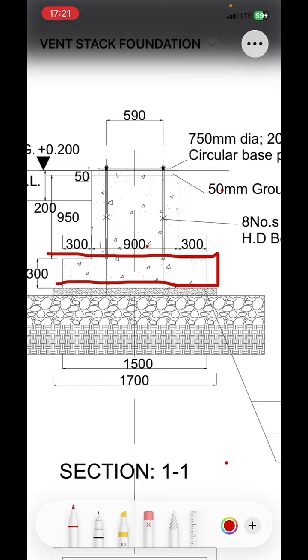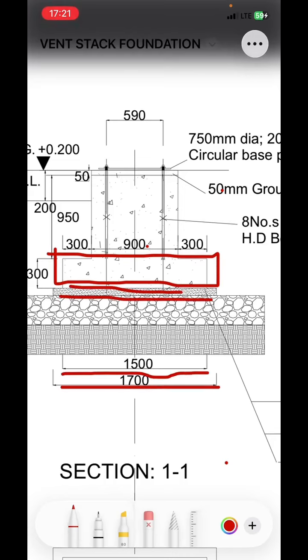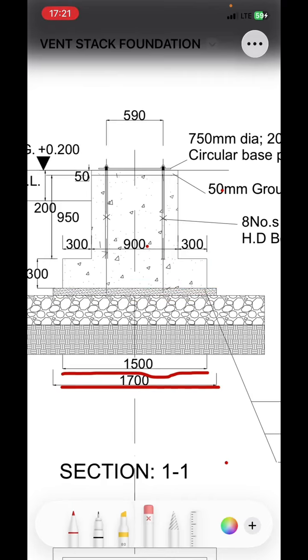Call this the footer. So this 1700 mm should be the length of the blinding. The 1500 should be the length of the footer. So you can see that it is clearly put there.